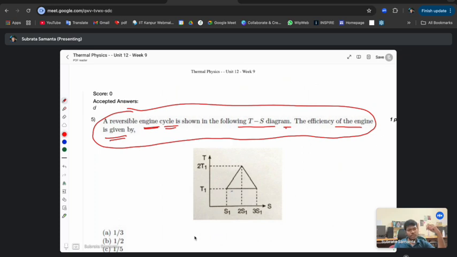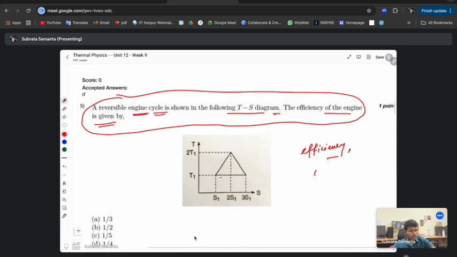So what is the efficiency for an engine? How do we define the efficiency? The efficiency, eta, is W over Q in, the work done over Q in, the heat input.